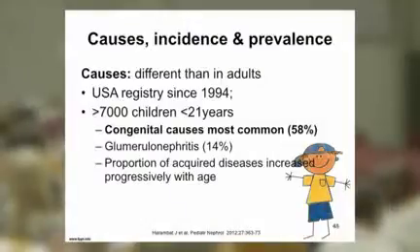Now, again, there are not a lot of data for children, but the United States do have a registry since 1994, and they have data on more than 7,000 children, and it's very interesting. They consider you below 21, you're still a child. And they found that congenital causes are the most common cause for chronic kidney disease, but that the older the patient is, the proportion of acquired diseases increases, of course, progressively with age.